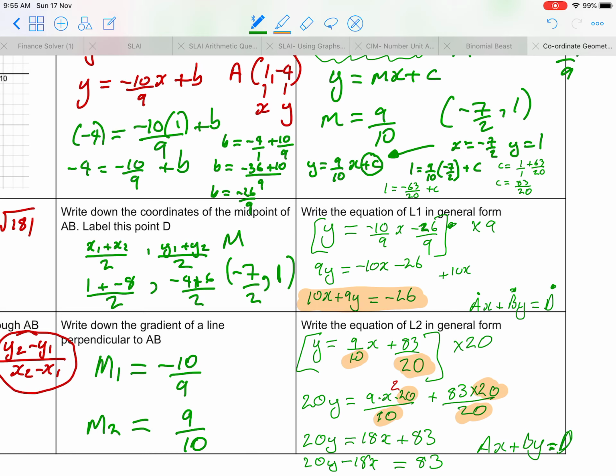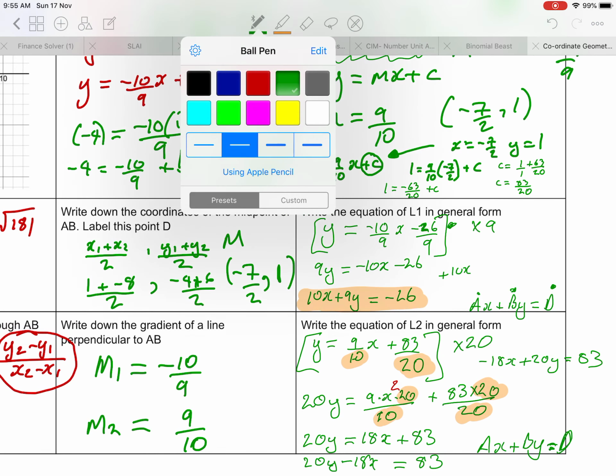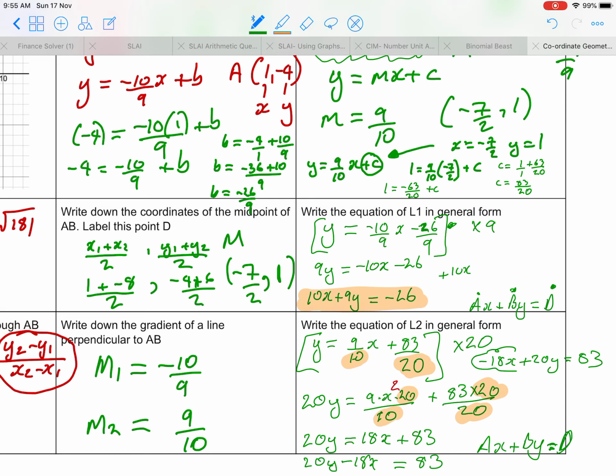Subtract 18x from both sides. And then to get it in exactly the right format, the ax plus by equals d, we just simply put the negative 18x first, then plus the 20y equals 83, and that is our final answer just there. Alright, so I hope that helps.